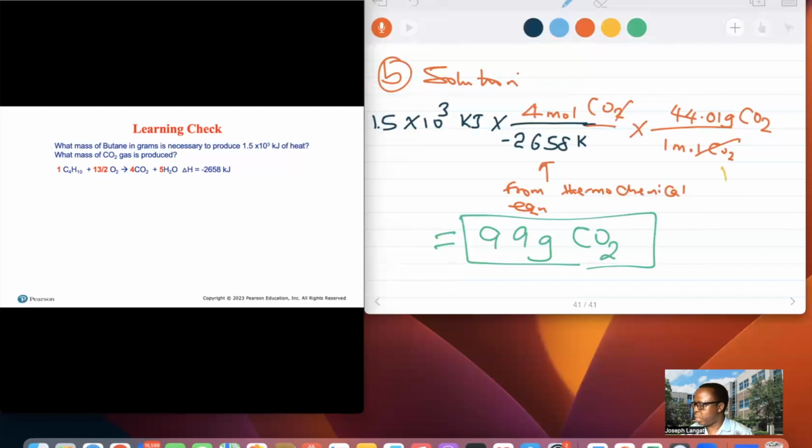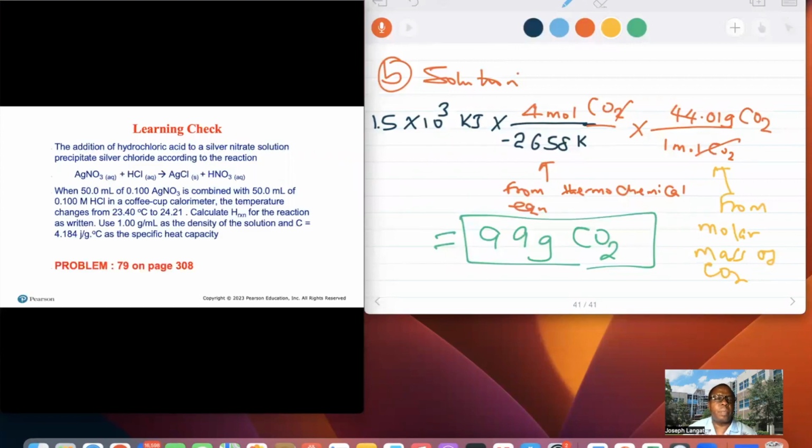This right here is the molar mass of CO2. It uses the periodic table. It's using prior knowledge to answer the question. So that's how to use the thermochemical equation.